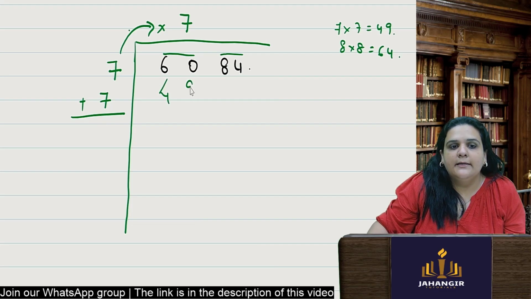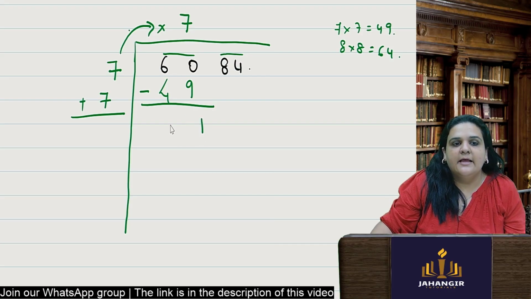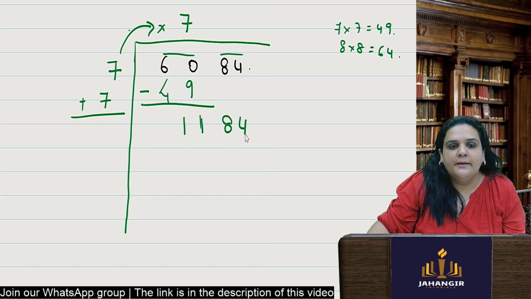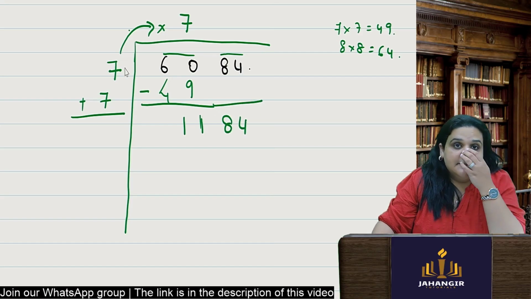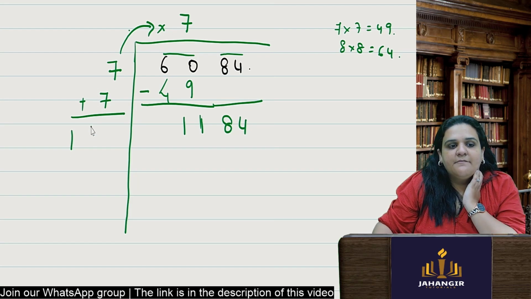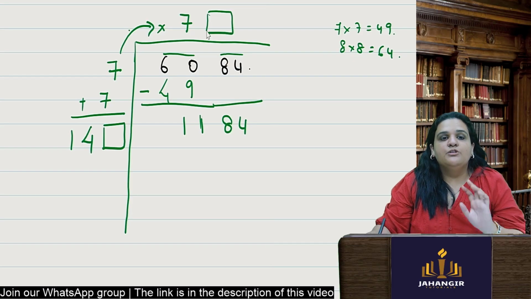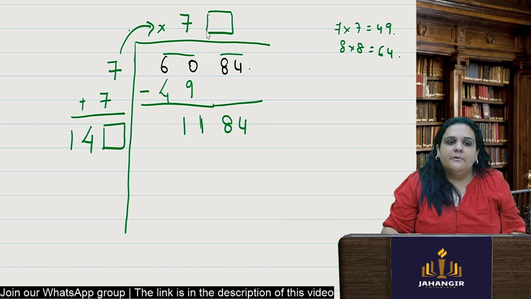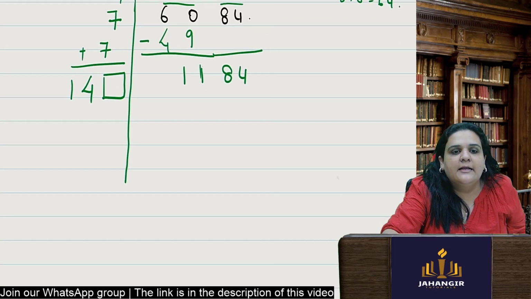7 sevens are 49, minus, so I'm going to get 11 and I'm going to bring the other pair down. Since I have multiplied by 7, down also I'll add 7, I'll get 7 plus 7, 14. Now I'll make a box here and I'll make a box here. I'll have to use such a number which will fit in both the boxes, the same number. If it is 2 2, 3 3, 4 4, I cannot change the number. I have to fit it in such a manner that I'll get the answer as 1184.